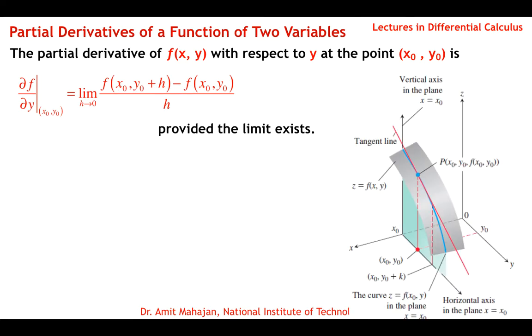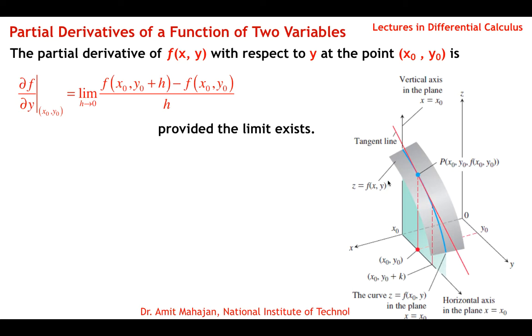Okay, so again geometrically you have a surface, and we cut this surface with the plane x is equal to x naught. When the plane x is equal to x naught cuts the surface, this blue curve will be generated. Then at the point x naught, y naught, if we draw a tangent line in the direction of y, then the slope of this tangent is given by this. So what we are now getting is the partial derivative of the function with respect to y at x naught, y naught, which gives the rate of change of the function f with respect to y when x is held fixed at x is equal to x naught.